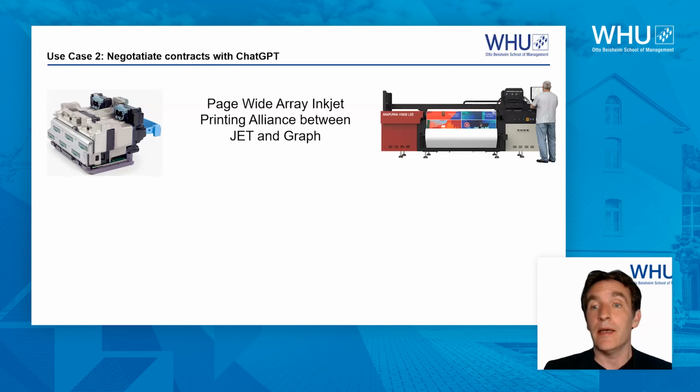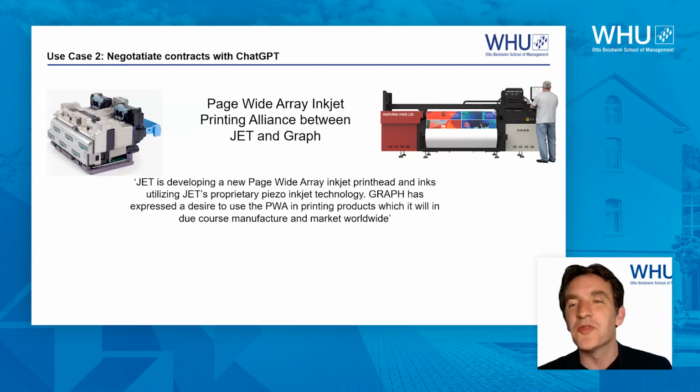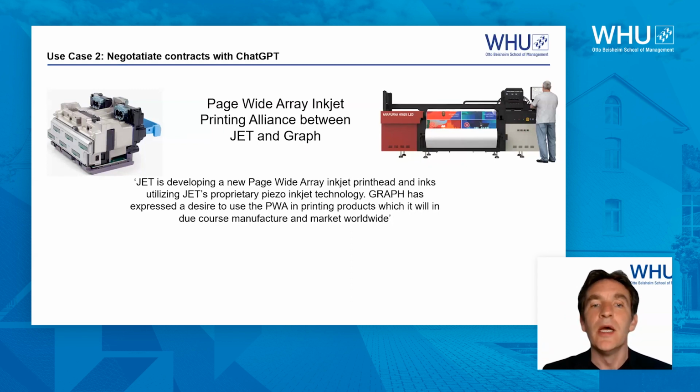And in my course, I explain that they agreed, and now I just give some concepts that are not very important, but they agreed to go into a kind of joint research and development alliance to create the page wide array inkjet printhead system. So Jet will create a printhead, Graph will create a printer, so that together they can create a printing system to go onto the market. And so they will do that together. So they need to sign an alliance contract.